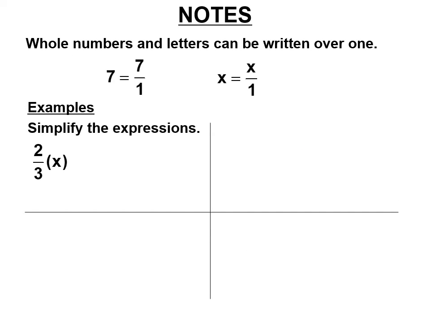Whole numbers and letters can be written over 1, right? I was just doing that, but let's make sure we all understand. So 2/3 times x, so it's 2/3 times x over 1. All right, so is there anything to cancel here? No. So let's just multiply across. 2 times x, 2x, 3 times 1, 3. This is 2/3 times x is the same as 2x over 3. It is.